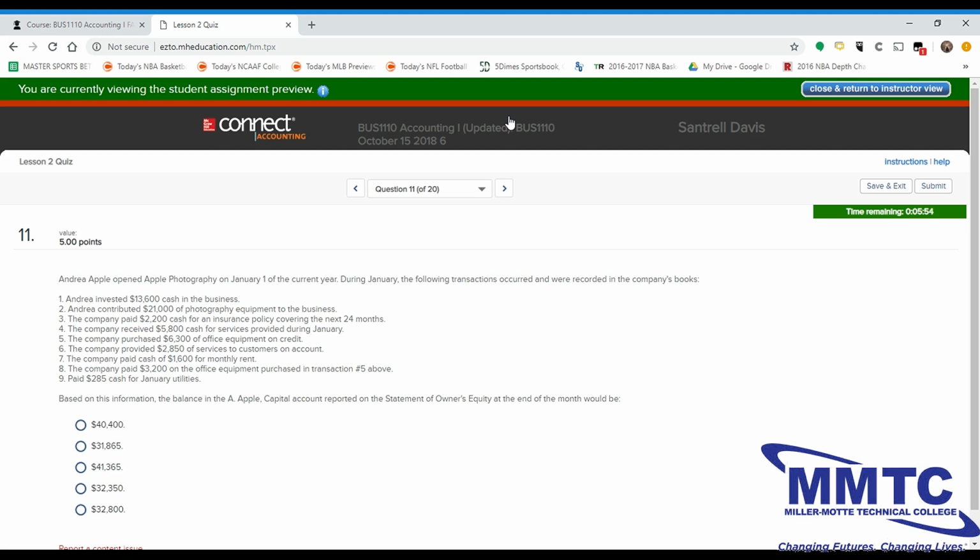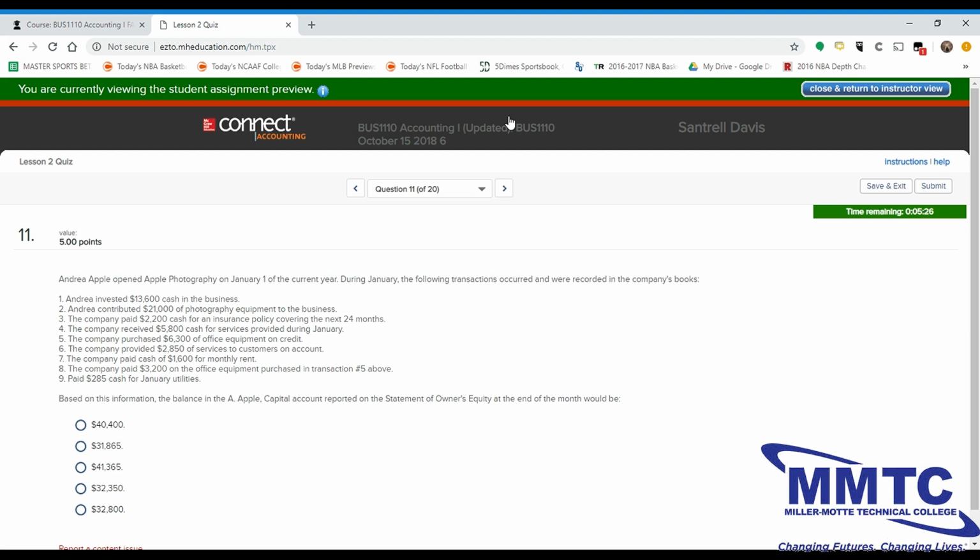And then we had, what's the $1,600? Rent expense. That's a rent expense. Okay, I got that over there. We know we need that. $2,850 was services we loaned out, right? So we didn't receive that yet. Okay. So we're looking for owner's equity.